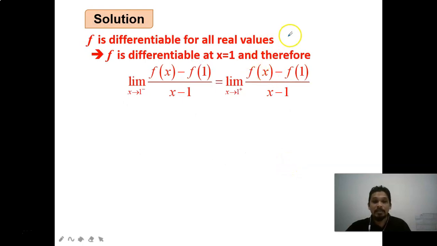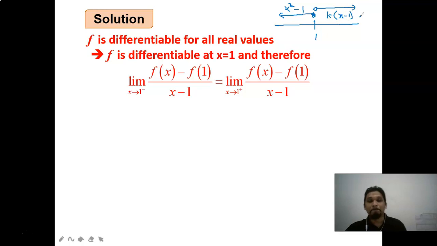Okay, so now the number line where x equals 1. The first, x less than or equal to 1, is for the function x squared minus 1, and for x greater than 1 is for the function k times x minus 1.